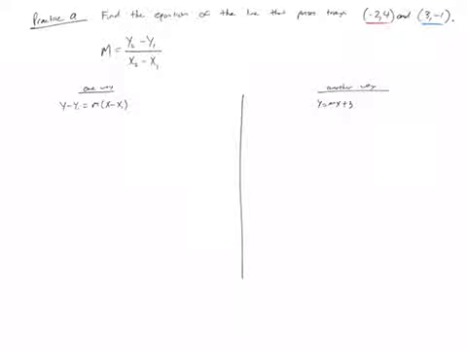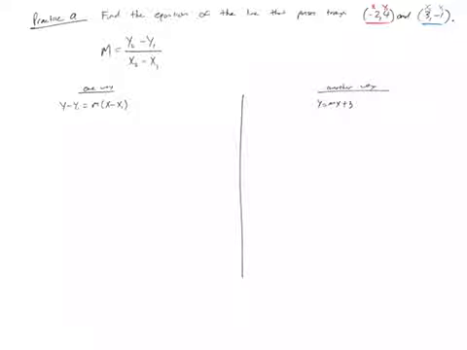Alright, so let's do this. This is actually going to be practice A, and practice B we're going to go through. It says find the equation of the line that passes through this point, negative 2, 4, and through this point, 3, negative 1. So what we're going to do is name these points. This is going to be x1, y1, and this is going to be x2, y2. So we're just going to plug those in.